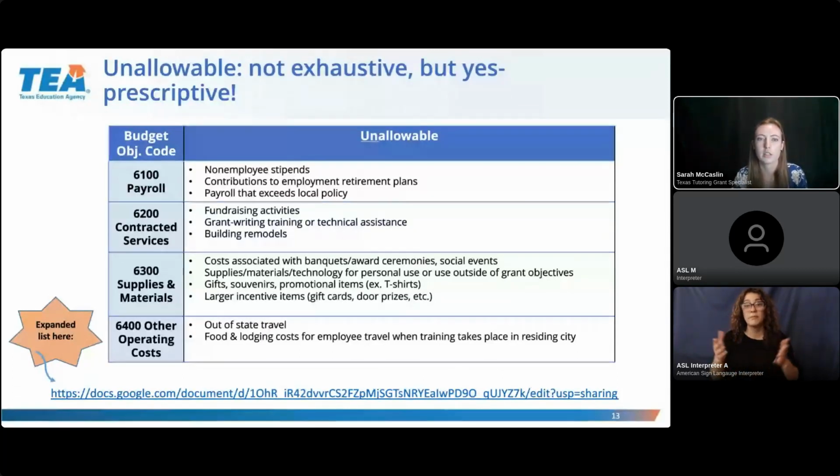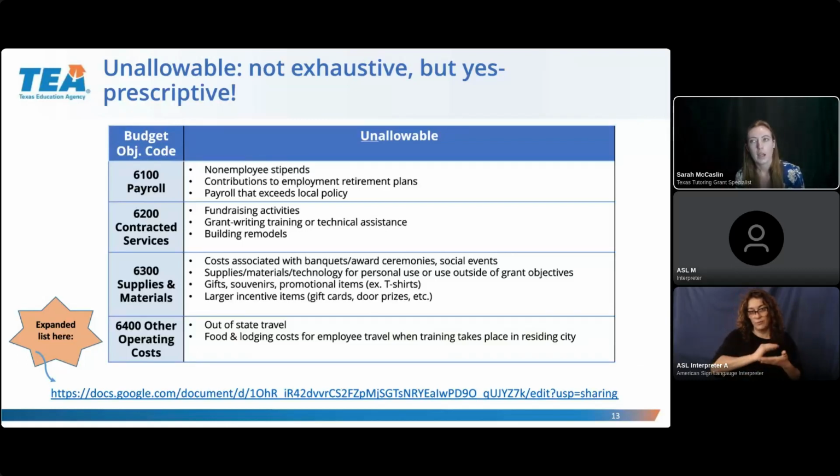6,200 contracted services. You cannot use the grant for fundraising activities. You cannot use it for training or technical assistance as it pertains to grant writing. No building remodels either. 6,300 supplies and materials. Unallowable costs would be those associated with award ceremonies or social events. Supplies, materials, technology for personal use or for use that is just completely outside of grant objectives.